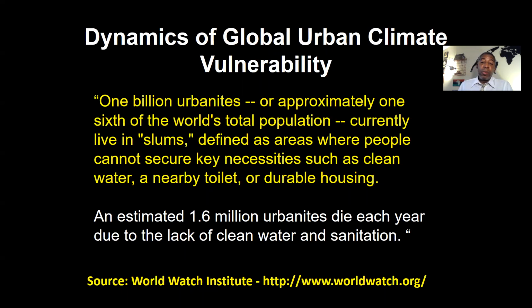This quote is from the World Watch Institute. 1 billion urbanites, or approximately 1/6 of the world's total population, currently live in slums, which are defined as areas where people cannot secure key necessities such as clean water, a nearby toilet, or durable housing. An estimated 1.6 million urbanites die each year due to the lack of clean water and sanitation. And so clean water and sanitation are amenities that we take for granted in this country. We just expect to have these things.